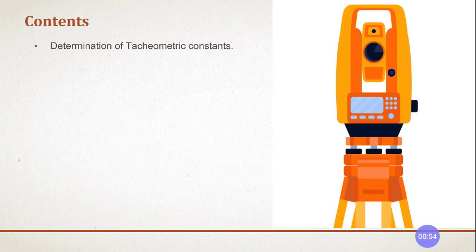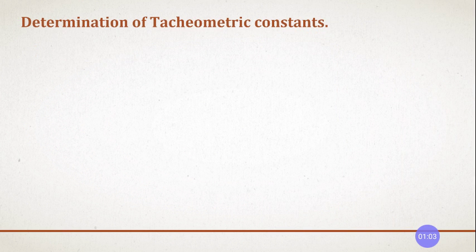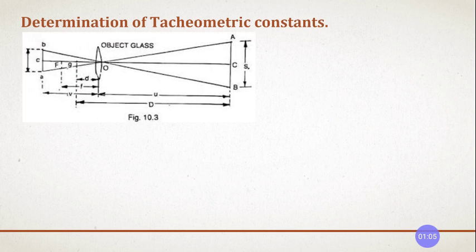We'll be determining the tacheometric constants. The fixed hair method of the stadia system is what we will be studying here, right? So, determination of stadia hair. This is how the telescope works, right? The image that you see at AB is inverted at your inner eyes, right?